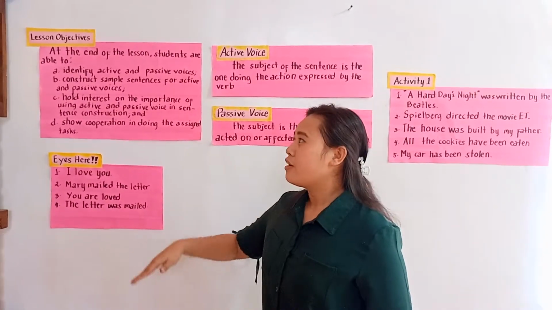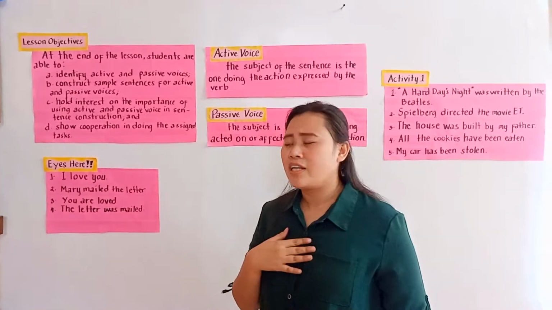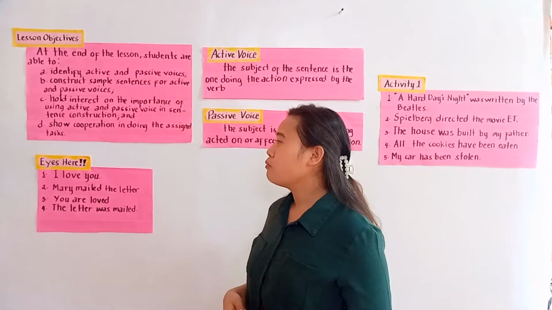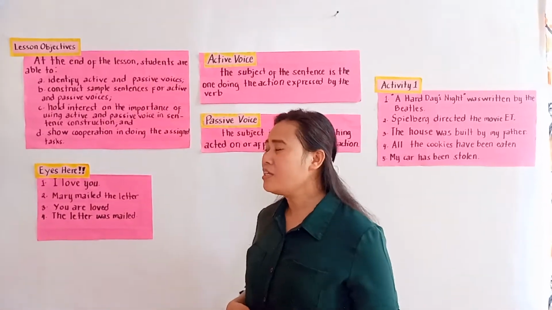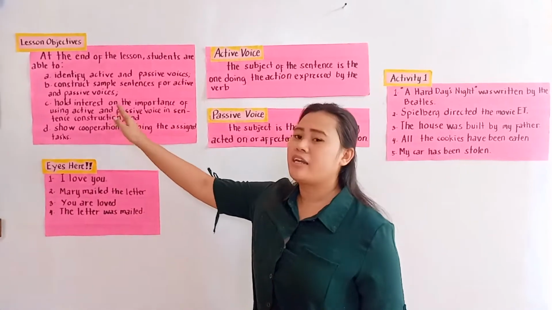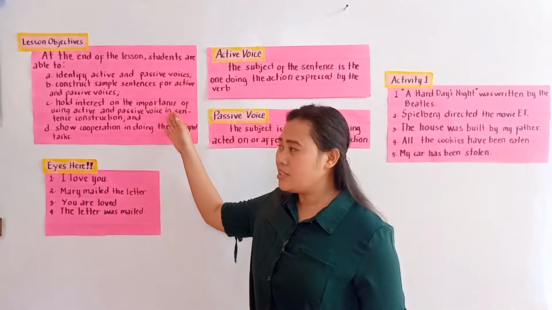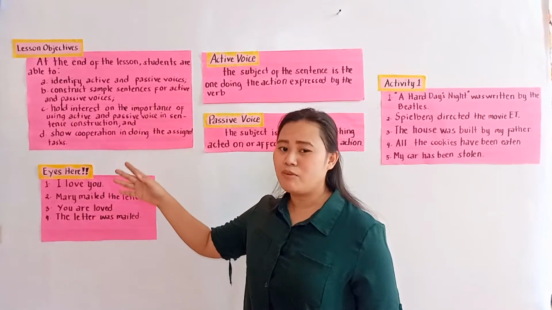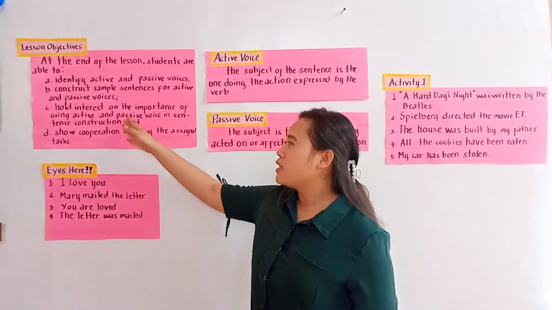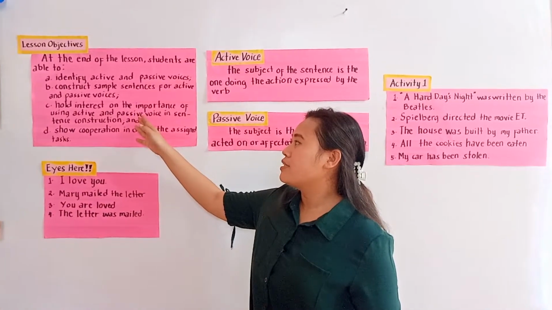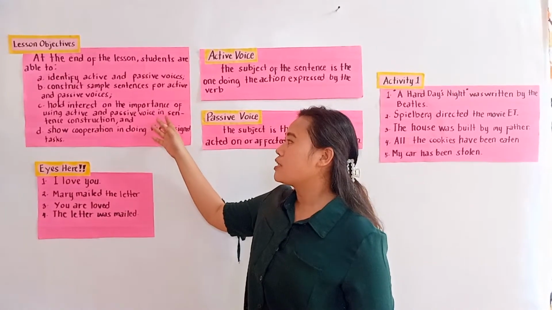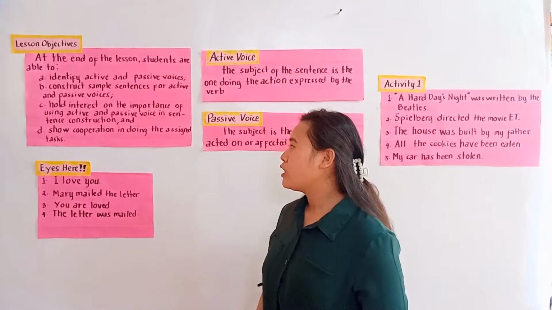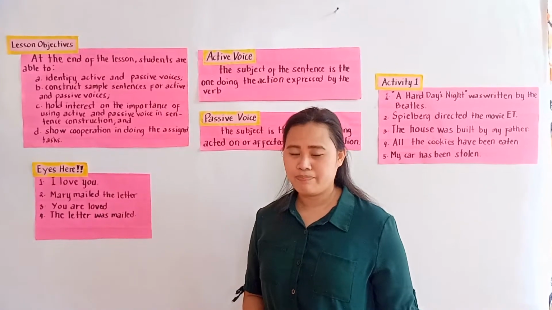First, we have here our lesson objectives. Everybody read our lesson objectives. So at the end of the lesson, I am expecting that you are able to first identify active and passive voices. Second, construct sample sentences for active and passive voices. Third, hold interest on the importance of using active and passive voice in sentence construction. And lastly, show cooperation in doing the assigned tasks.